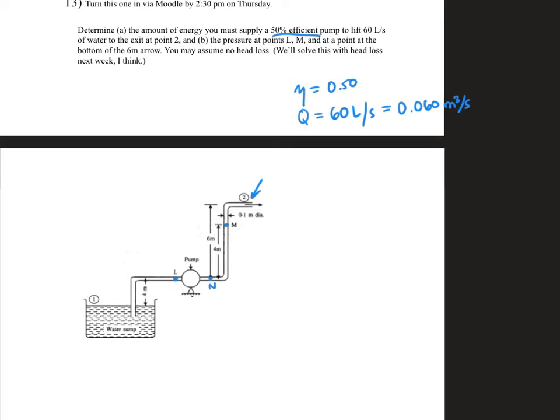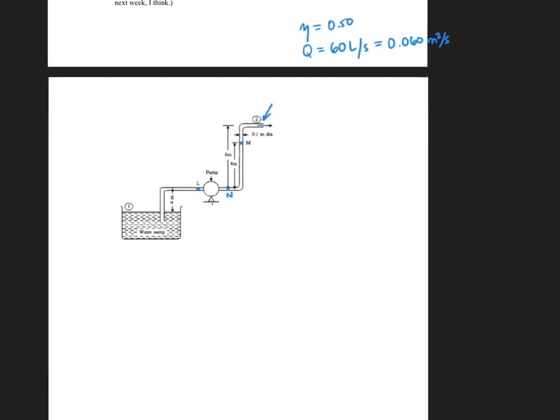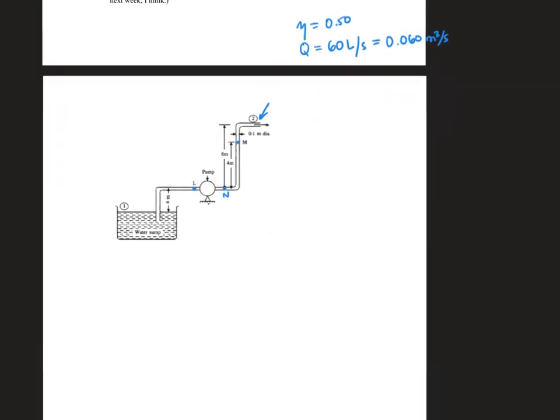You may assume no head loss, so we'll solve a problem like this with head loss some other time. I'll write down the tools, because that's always good to remind ourselves what we have to work with here. I'll probably forget them, but I think this will be good. We've got continuity, geometry, momentum is down here, energy, and of course hydrostatics. And that's usually a manometer.